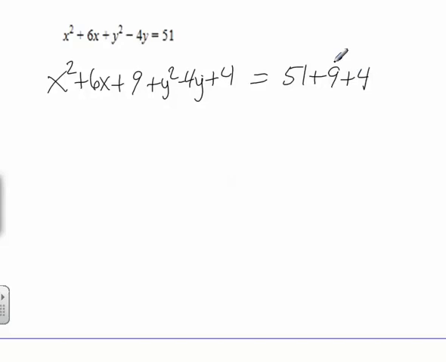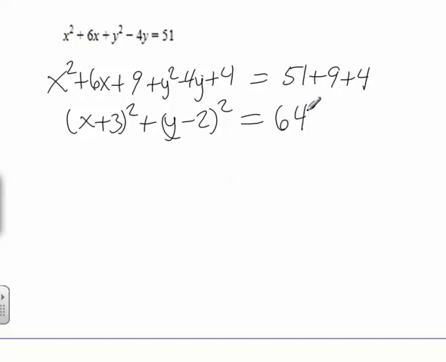And so let's factor all of this part. That would leave us with an x plus 3 quantity squared. And this piece factored is a y minus 2 squared. And then we add all this together and we get 64.